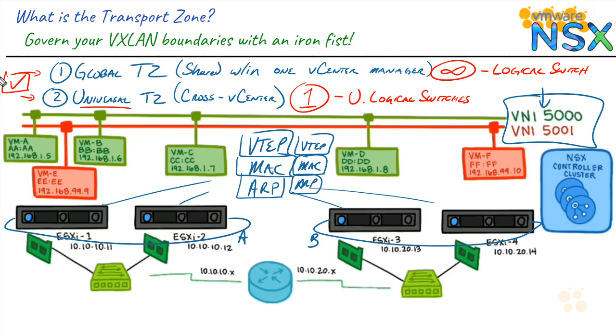You're either in it or you're not. There's not a right or wrong here. It's all about designing it to meet the needs of your business. But I will say it's very normal to see deployments of NSX that simply have one global transport zone with all the clusters that need to participate in logical switching simply added to it.